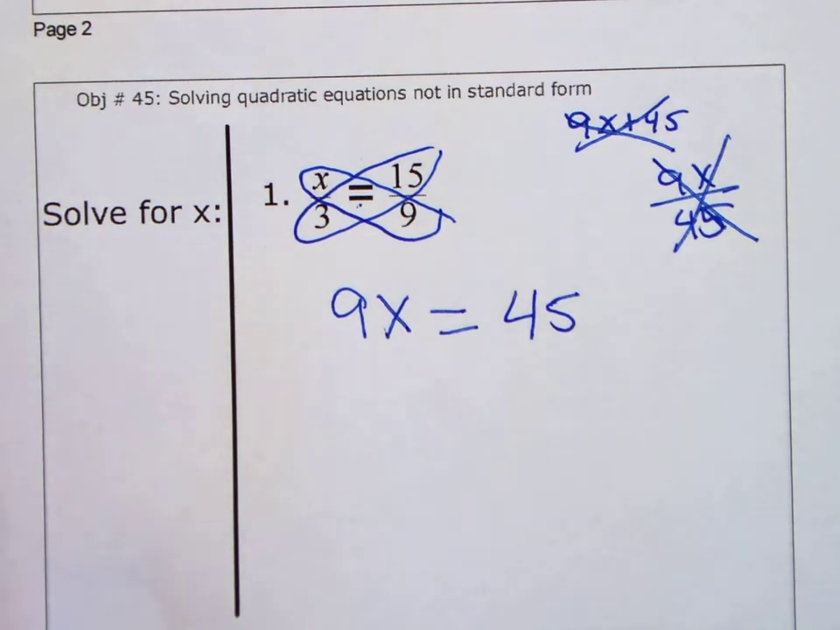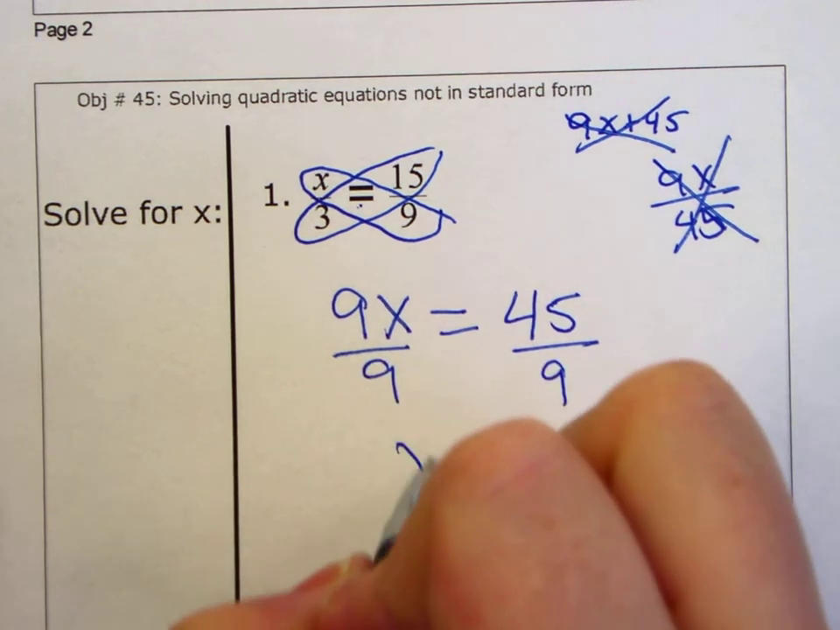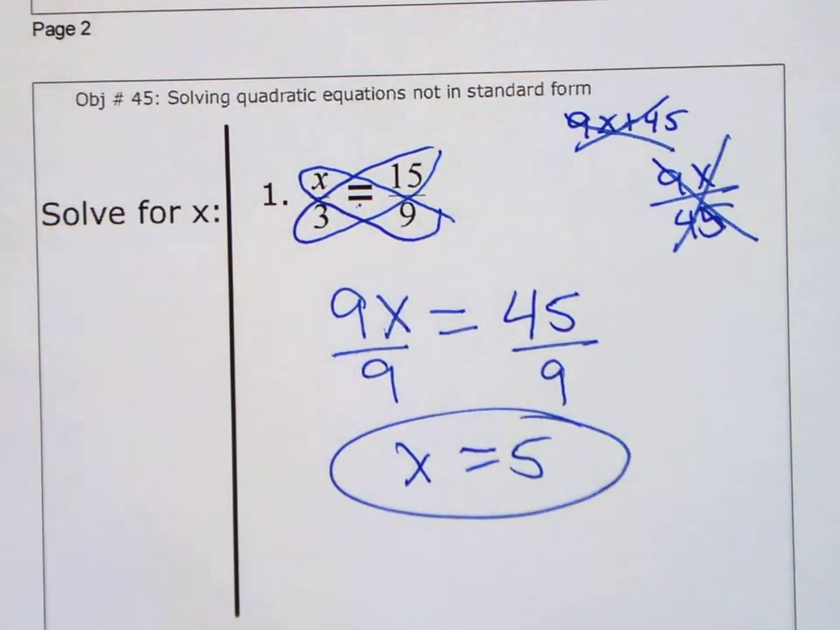Alright, so 9x equals 45. How do you solve that equation? Divide by 9. Right. You should be good at this. Alright, so that's an easy one. That's a review problem. Okay?